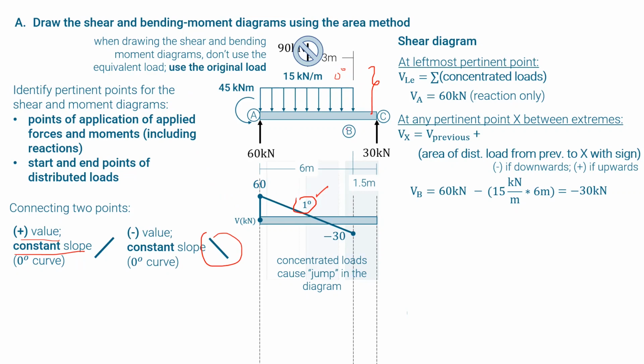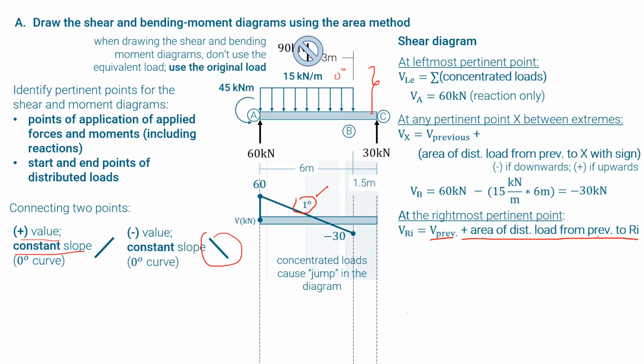Okay. At point B, wala tayong sudden jump ng diagram. Bakit? Wala kasing concentrated load. So, dyan lang yan. Okay, so we can now go to C, at point C, at the rightmost pertinent point. Ganun pa rin, no? Yung pinanggalingan plus area ng distributed load from the previous to the rightmost pertinent point. So, we're speaking of point C here. So, yung area is 0. Kasi wala ka namang distributed loading from B to C. That's why VC is already equal to negative 30. So, meron kang negative 30 siya.